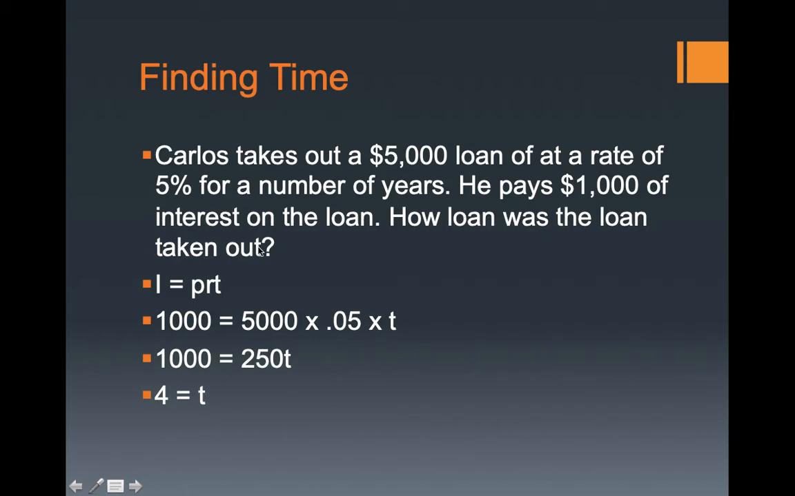How long was the loan taken out? Interest of 1,000, principal 5,000, rate of 0.05, looking for the time. So 5,000 times 0.05 times t will equal 1,000. Divide both sides by whatever was with t. So divide by 250, divide by 250, time is 4.